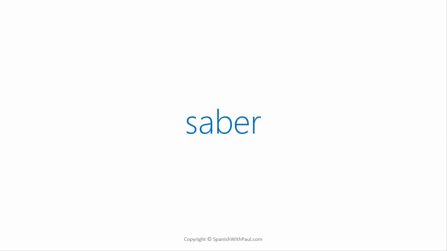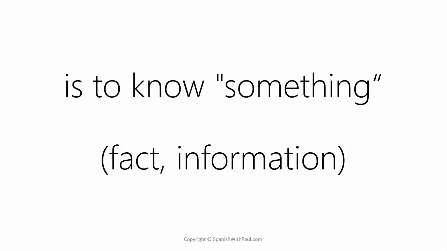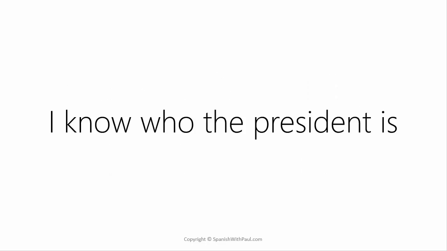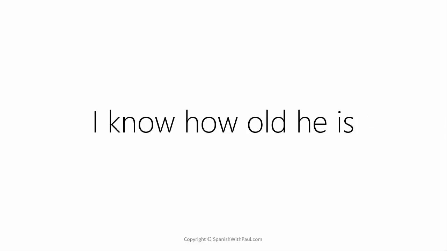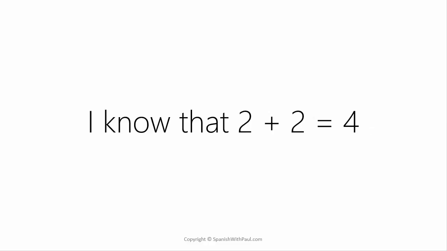So let's talk about saber first. At the heart of saber is this idea of knowing something, meaning a fact or some kind of information. So some examples would be, I know who the president is. Okay, so this is something that you know, it's a fact or some kind of information. Equally, you could have, I know where my keys are. I know how old he is. I know that 2 + 2 = 4, and so forth. It's when you know some kind of information or some kind of fact.